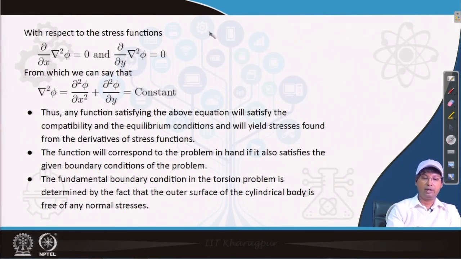With respect to the stress function, if we take it back we can easily see that del by del x of grad square phi is equal to 0 and del by del y of grad square phi is also equal to 0. Since this is the x derivative and this is the y derivative and both are coming to 0, grad square phi must be equal to some constant value. From the mathematical conclusion, we consider that this is a constant value, and generally this constant is given in this particular discussion as capital F.